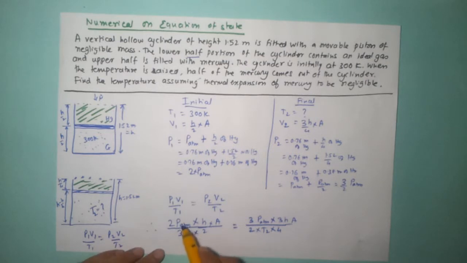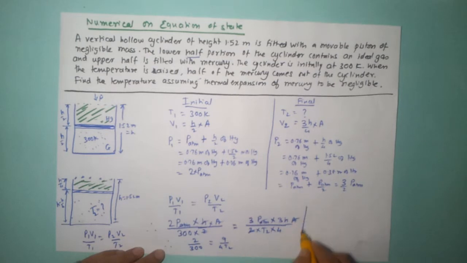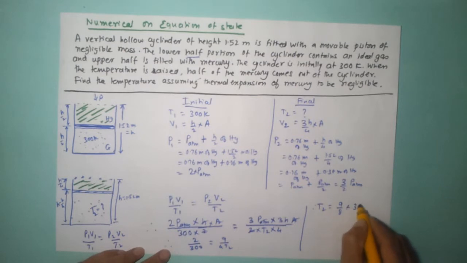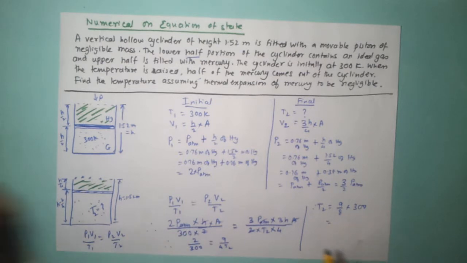So a lot of things will get cancelled out of this. P atmosphere HA is common, so it gets cancelled out. 2 gets cancelled out over here. So what do I have over here? Therefore I will have 2 upon 300 is equal to 9 upon 4 T2. Therefore T2 will be equal to 9 by 8 into 300. 300 comes over here, T2 comes over here, 2 comes over here, so 4 to the 8, and 9 by 8 into 300. What does that give me?